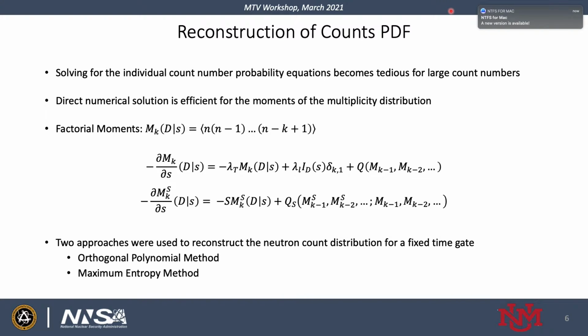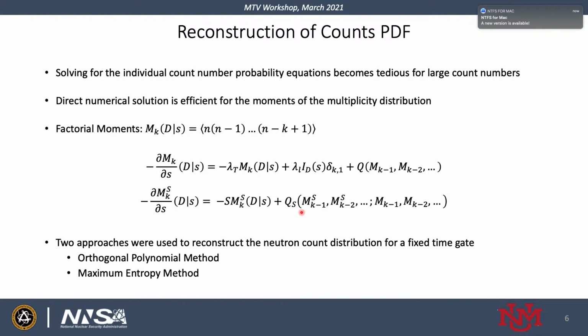This was done in a very similar way to how the count equations were obtained, where we evaluated the derivative of the generating function equations at z equals 1 instead of z equals 0. And those are the equations that you see here. One thing I'd like to point out about the source terms Q and QS: these terms introduce a coupling factor, as we previously saw, where each moment will depend on the previous moments. So they had to be solved numerically, similarly to what was done for the count equations.